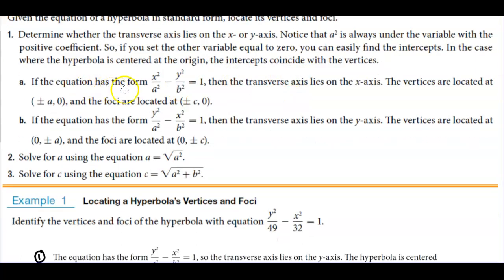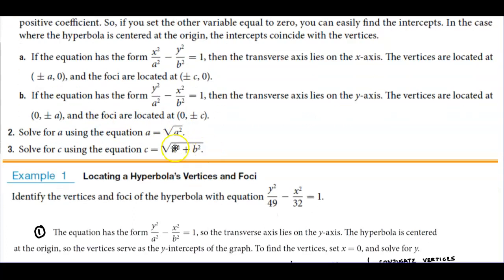Now, if the equation has the form x squared over a squared minus y squared over b squared is equal to 1, then the transverse axis lies on the x-axis. And the vertices are located at plus or minus a, 0, and the foci are located at plus or minus c, 0. If the equation has the form y squared over a squared minus x squared over b squared is equal to 1, then the transverse axis lies on the y-axis.